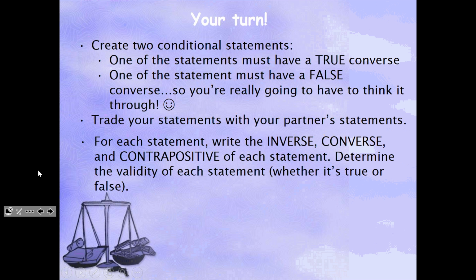Okay? Once you and your partner trade papers, your partner will then write the inverse, converse, and contrapositive for your statements. Okay? So first, just write 2 conditional statements that have one true and one false converse. Okay, so let's start there, and then we'll finish the activity. Okay, so I'm going to give you a second to write your 2 conditional statements with one true and one false converse. So go ahead and do that.